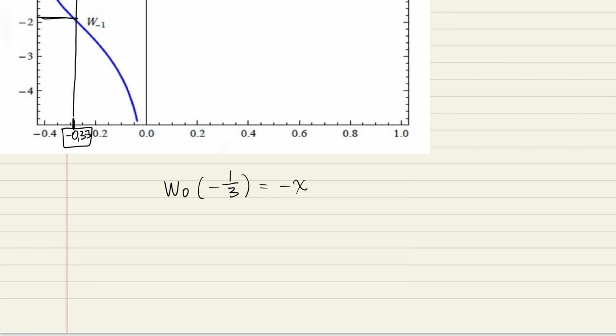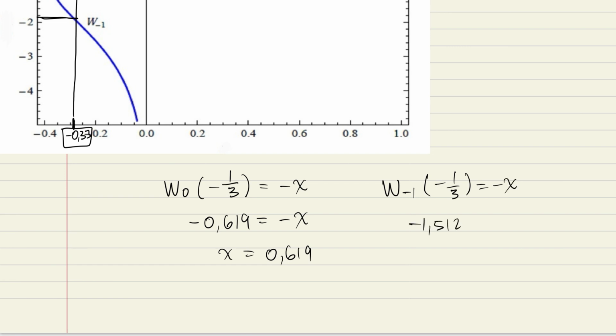So when you compute this on the calculator, you're going to get minus 0,619 is equal to minus x. That means x is equal to 0,619. And now for the lower limit, W minus 1 of minus 1 over 3, that's going to equal minus x. This is going to give you minus 1,512, and that's going to equal minus x. That means x is equal to 1,512.